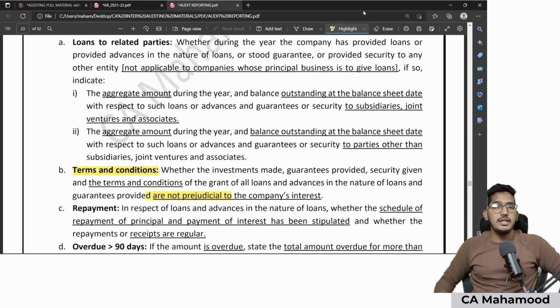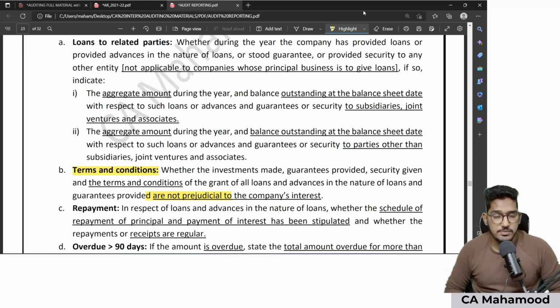Under whatever terms and conditions your client has given loans to other parties, are those terms and conditions genuine or are they harmful? I already gave you examples of when the terms and conditions will be considered harmful. If they have been given without charging any interest, without a repayment period, without accepting any security, then they will be considered prejudicial or harmful.